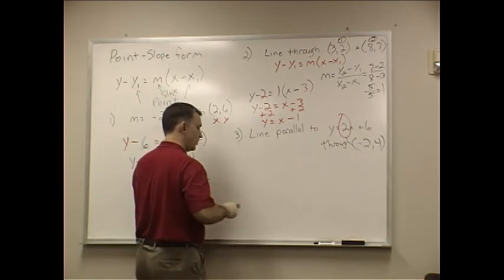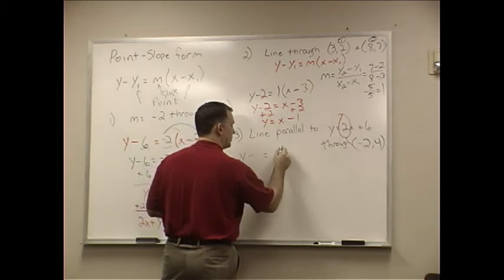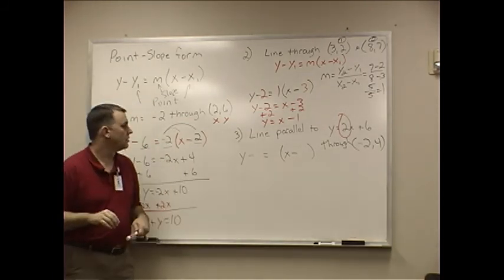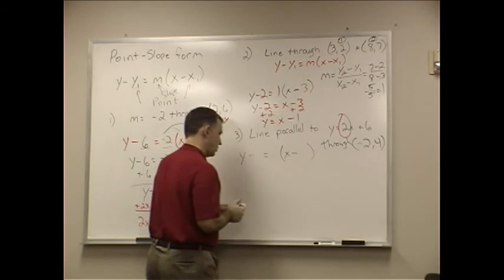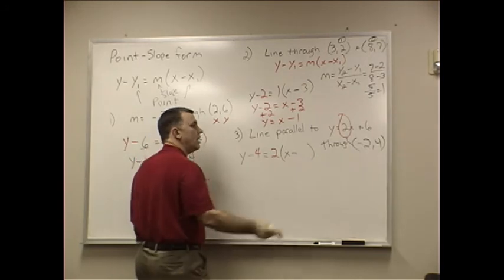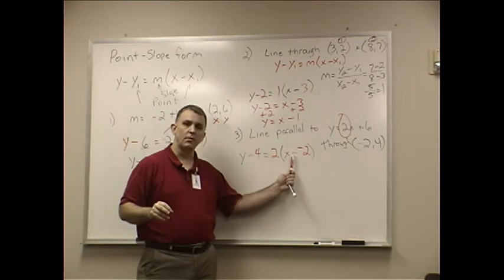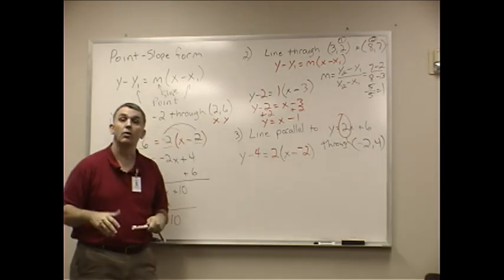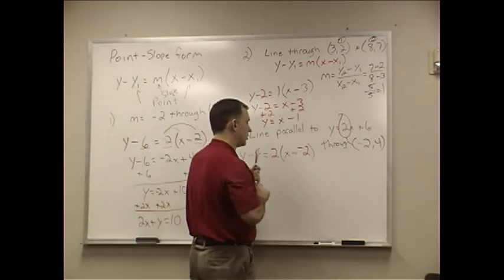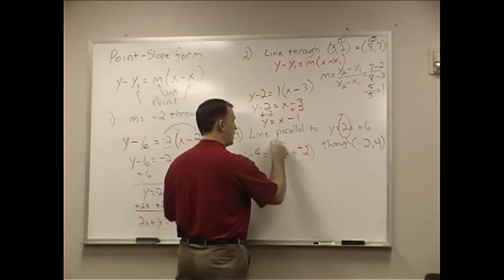So now I've got my formula: y minus y1 equals m times x minus x1. I leave my blanks there and then substitute them in. Y minus, the value of y1 is 4, equals m, which is 2, times x minus x1, which is negative 2. This minus comes from the formula, and this sign is for the negative on the negative 2. All right, simplify. What do you do when there are two negatives in a row? Plus, plus.